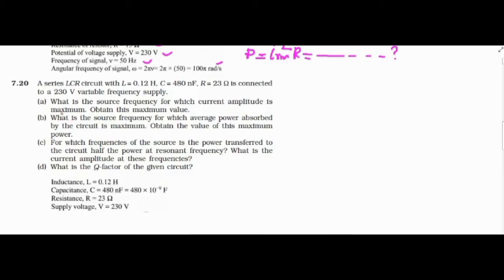Then come to the questions. Part A. What is the source frequency for which current amplitude is maximum? Obtain this maximum value. You know you will get a maximum. So for part A, for maximum current you will get the natural frequency, omega naught is equal to 1 by root LC. So omega you can find. Then as it is asked only frequency, you can find the value of nu naught also.